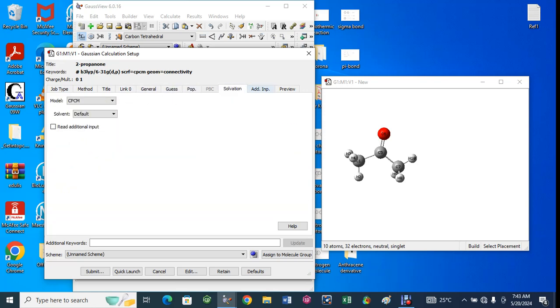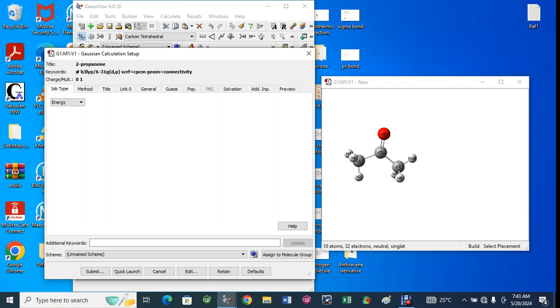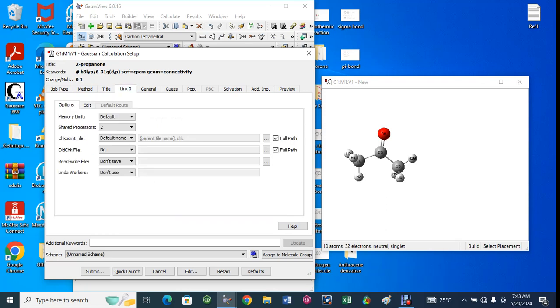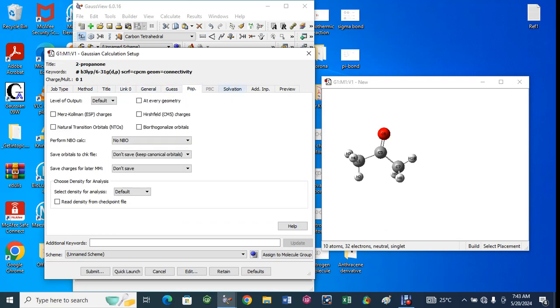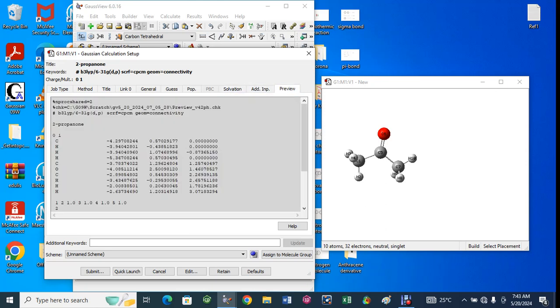So let's walk around it once again. We have the job type, the method, the title, the link, the general, the guess, the pop, the solvation, the add input, and then the preview. In the next tutorial video, we are going to show how we carry out a complete quantum calculation and what we do after those calculations. Thank you.